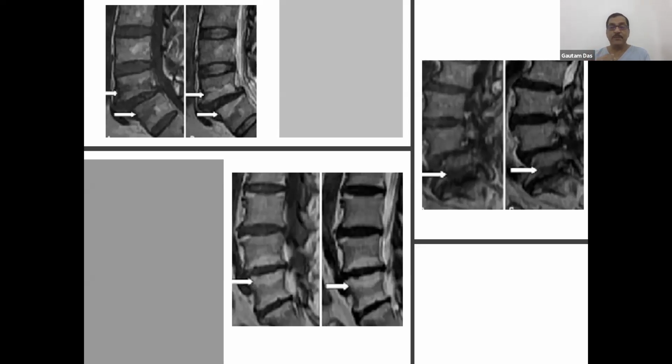Next is Modic type 2, where both are looking white. That means it is a fatty infiltration. It is not associated with pain. And Modic type 3, where both are looking black. That means there is neither fat nor water. It is some kind of fibrous or sclerosed tissue. And this is type 3, and it is also not associated with pain. Is it clear to everybody?